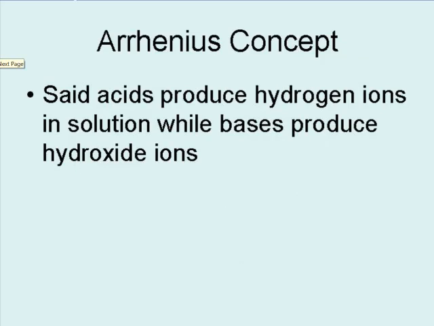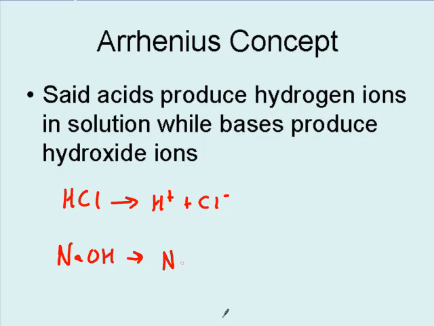You need to know two different definitions of an acid and a base. The first definition is the simplest one, which is Arrhenius. Arrhenius' concept said that acids produce hydrogen ions in solution, while bases are going to produce hydroxide ions. So HCl would be an Arrhenius acid, because when it's dissolved in water, it's going to produce hydrogen ions and chlorine ions. While NaOH would be an Arrhenius base, because when it's dissolved in water, it produces sodium ions and hydroxide ions.